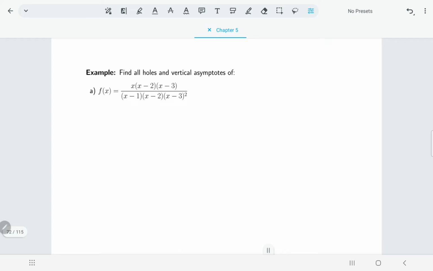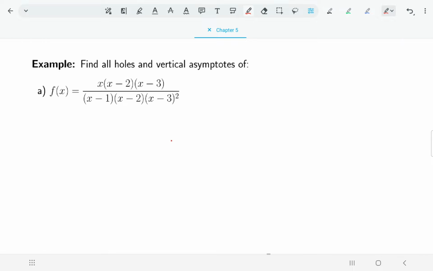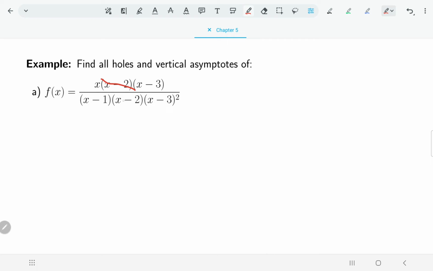Okay, so let's just do a couple of examples of finding the locations of holes and vertical asymptotes. So we'll begin, as always, with a little bit of simplification. Here, this is already given to us in factored form, so simplifying is not too hard to do. The x minus 2's can cancel, and I can cancel one of the x minus 3's from the top and the bottom. So in simplest terms, I just have x in my numerator and an x minus 1 and an x minus 3 in my denominator.